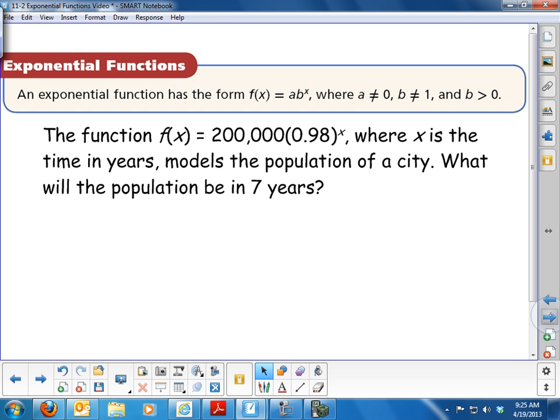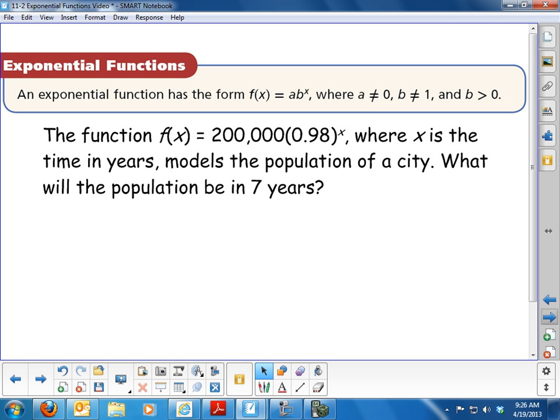Let's look at an example of that. An exponential function has the form f of x equals a times b to the x. A cannot equal 0, b cannot equal 1, and b has to be greater than 0. Those are all important things you need to note. Okay? Notice where our exponent is. Our variable x that we're always concerned with is in the exponent now.